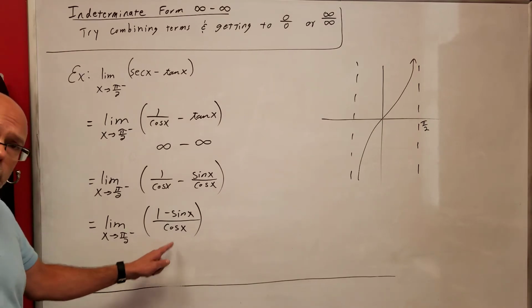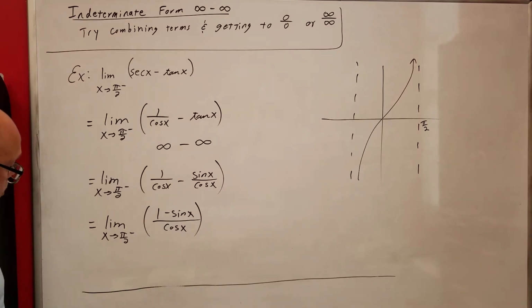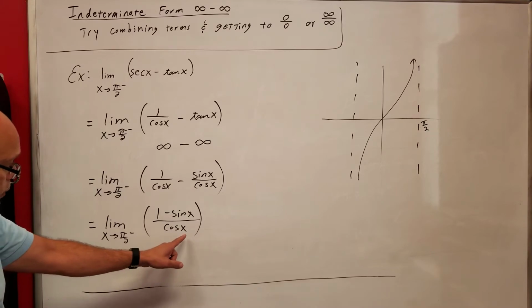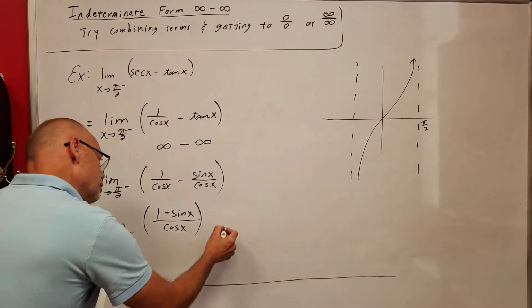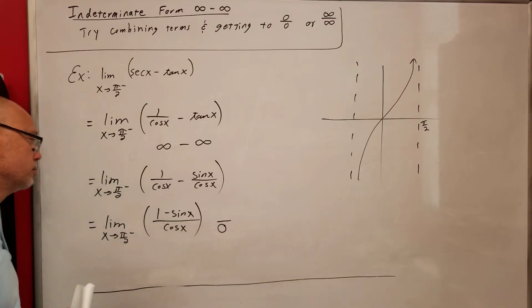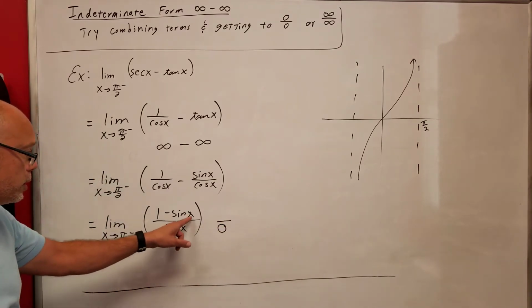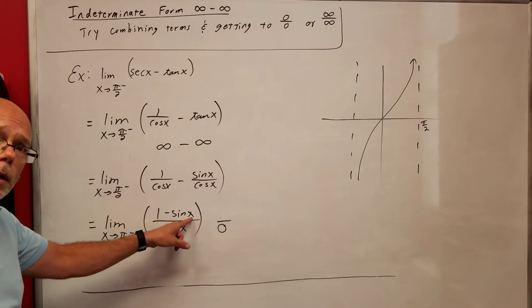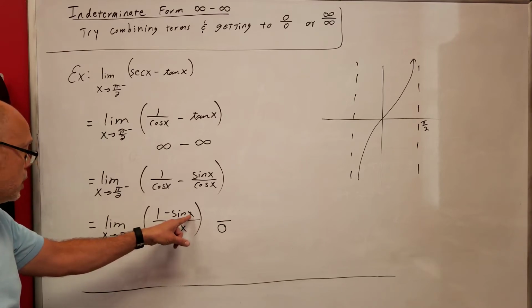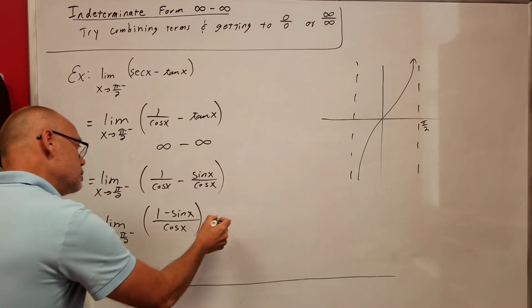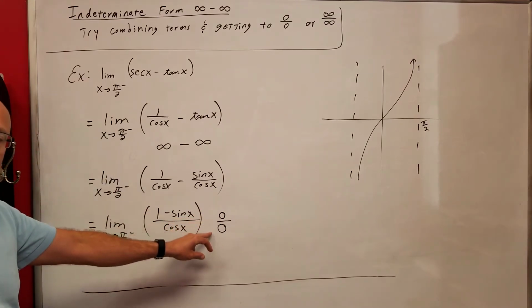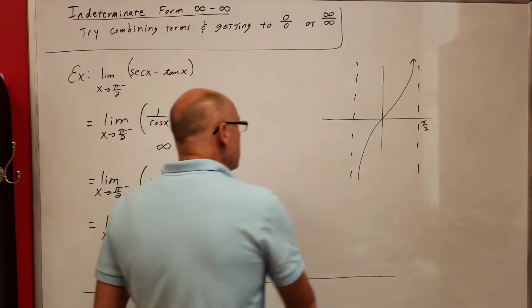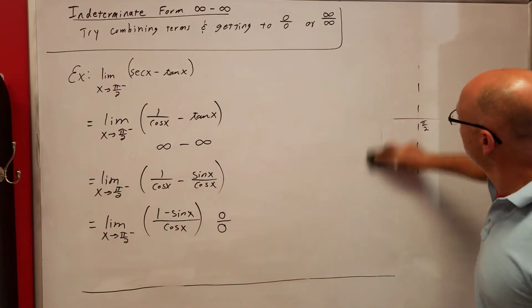Now let's see what kind of situation I have going on. As x approaches pi over 2 from the left, what does my cosine approach? It approaches 0, right? As x approaches pi over 2 from the left, my sine approaches what? 1? What's 1 minus 1? 0. So I have indeterminate form 0 over 0. So what do we do for that? Well, I know what to do for that. I'm going to try to use L'Hopital's rule.